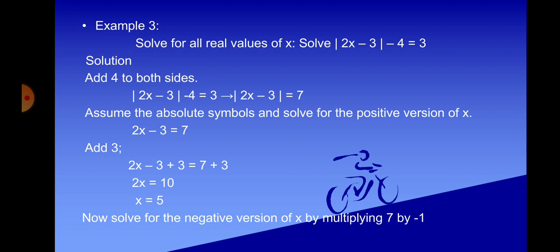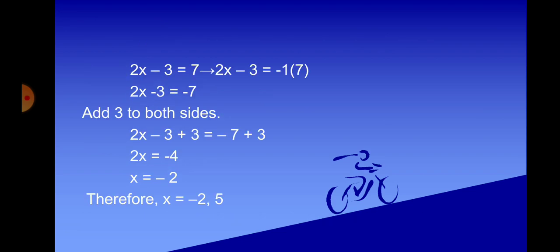Now solve for the negative version of x by multiplying 7 by negative 1. So 2x minus 3 equals negative 1 times 7. So 2x minus 3 equals negative 7. So add 3 to both sides. 2x minus 3 plus 3 equals negative 7 plus 3. So 2x equals negative 4. So x equals negative 2.